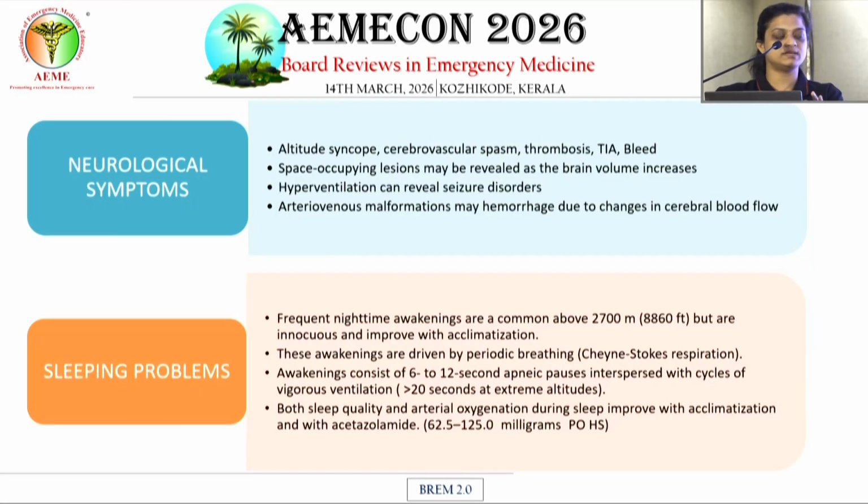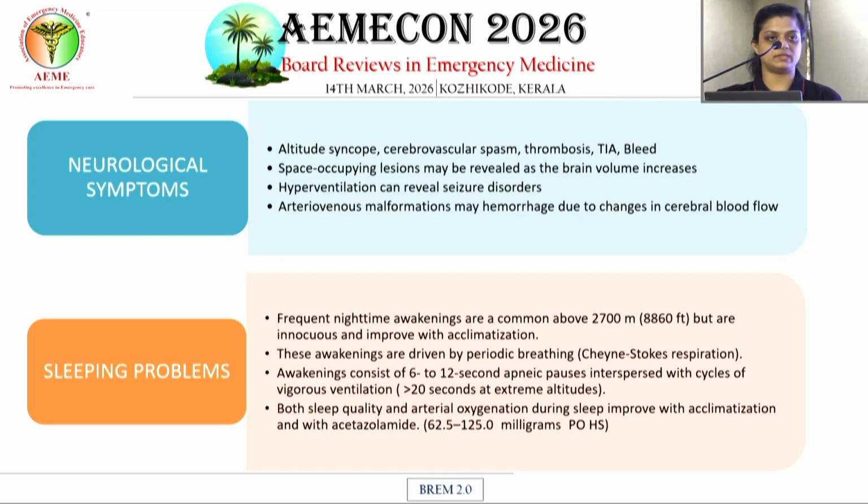Important thing is the neurological symptoms. So what happens is that there are symptoms like altitude syncope, cerebrovascular spasm, thrombosis, and TIA and bleed. When you ascend up, blood flow to your brain increases. So three things can happen. One is space-occupying lesions. If anything was present previously, it can be revealed because brain volume will be increasing, your blood flow is increasing, it can bleed.